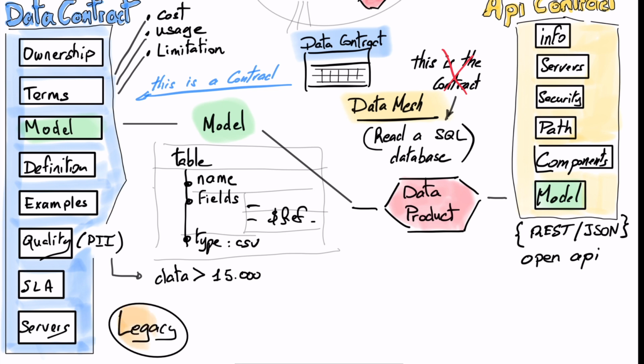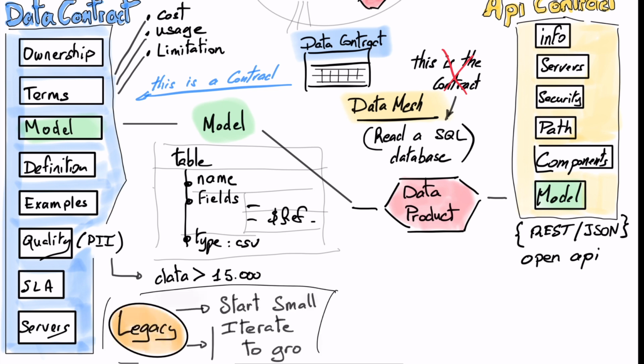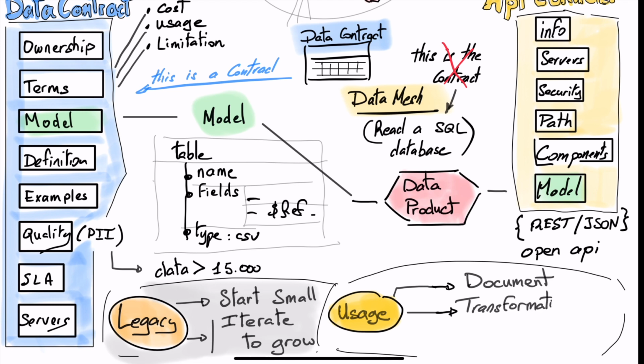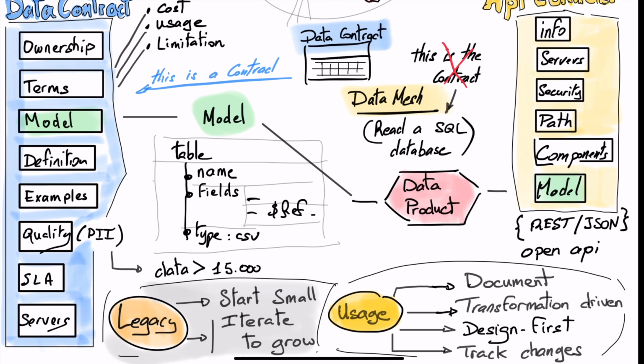Use data contract to prepare the data mesh transformation. Start simple and grow, step by step. Data contract is going to be a major evolution in data mesh. Manage the traceability of the data. Build it as an API contract with the design-first approach. Track changes with this technical document.